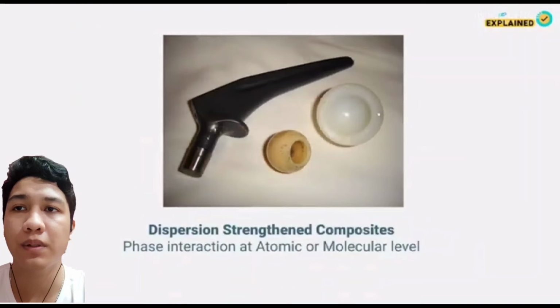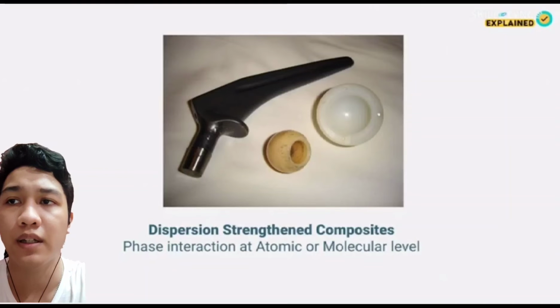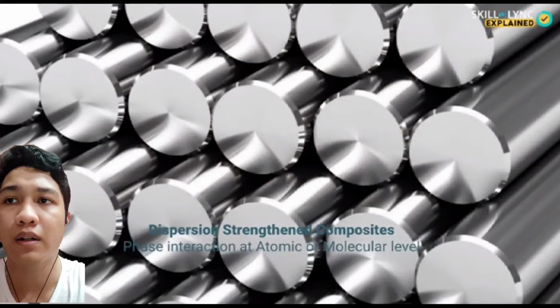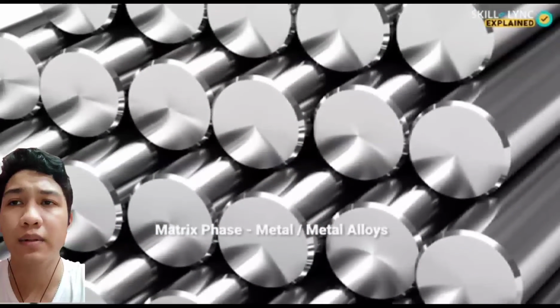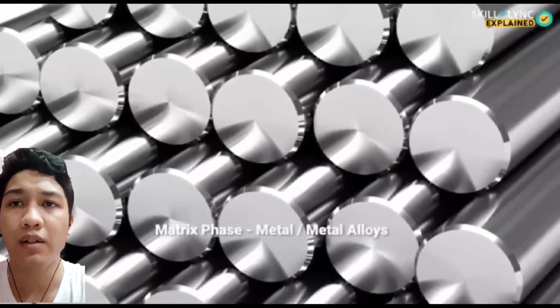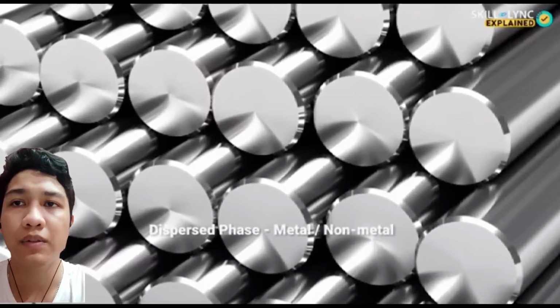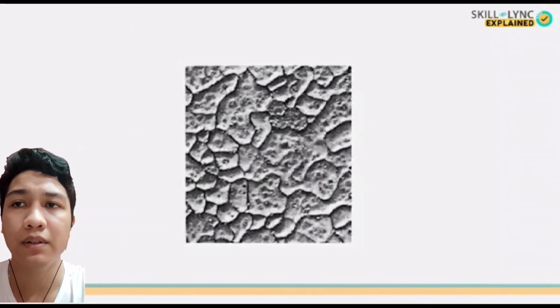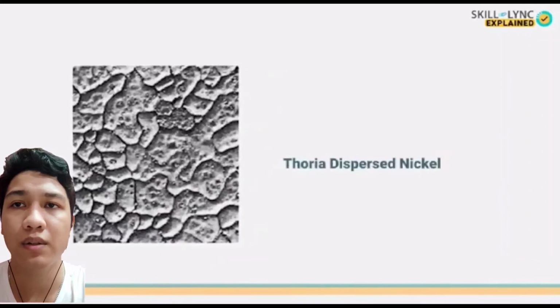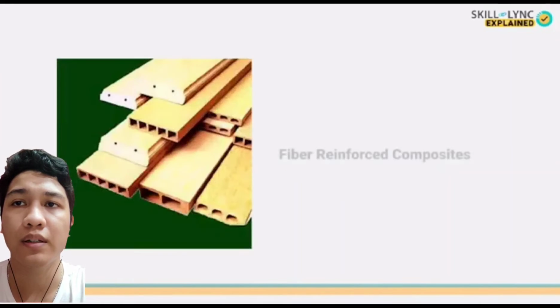When it comes to dispersion-strengthened composites, the phase interaction takes place at the atomic or molecular level. Here, a certain amount of fine material is added to a hard or strong material, like metals and metal alloys. The dispersed phase can either be metal or non-metal. An example of this type of composite is thoria dispersed nickel. It's a type of nickel alloy that has 3% of thoria in it.